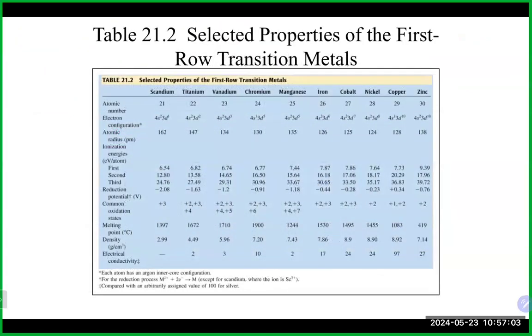Here are some properties of transition metals. Some of these things we just talked about here. We see overall atomic radius decreases as you go to the right. We also see common charges, oxidation states, +2s and +3s. We also do see an increase in density as you go to the right as well.